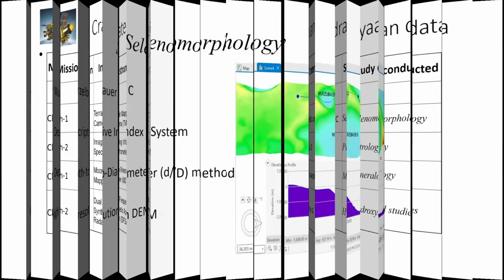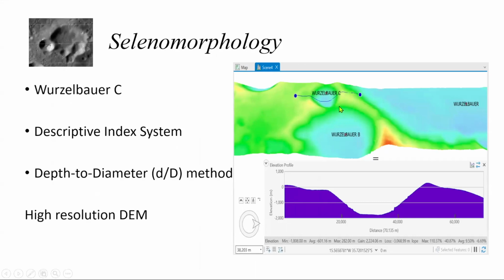Moving on, the morphology studies on Wurzelbach C. I don't know if I'm pronouncing it properly. So this is the total crater, and specifically by using the DEM, we have followed the method of the descriptive index system and also the depth to diameter method to arrive at the depth, the width, and all of the details of morphology.